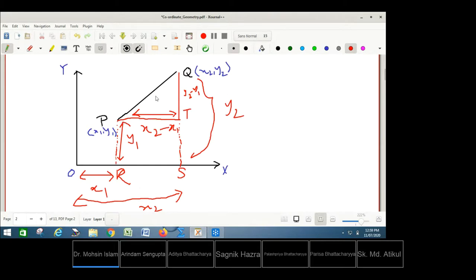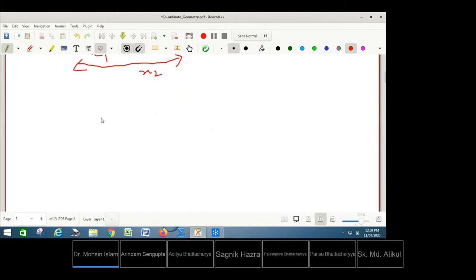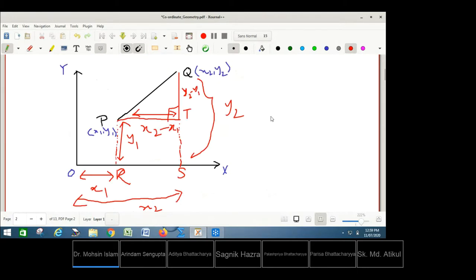Now I want to calculate the distance PQ. That is from the Pythagoras theorem. This is a right angle triangle. From Pythagoras, we know that hypotenuse square is equal to perpendicular square plus base square. You see, PT is the base, QT is the perpendicular and PQ is the hypotenuse.